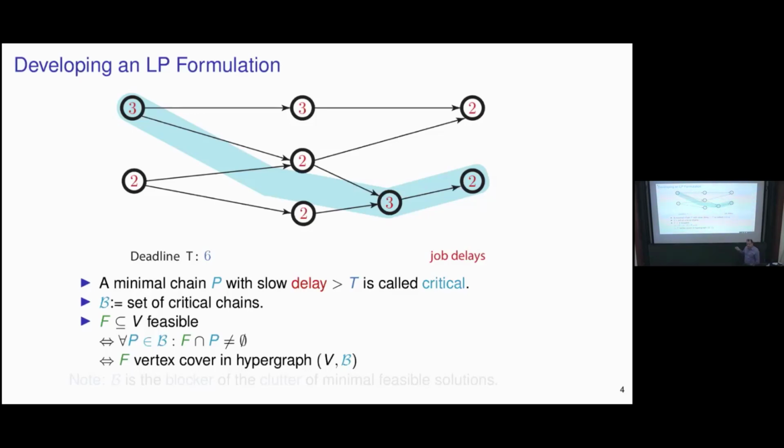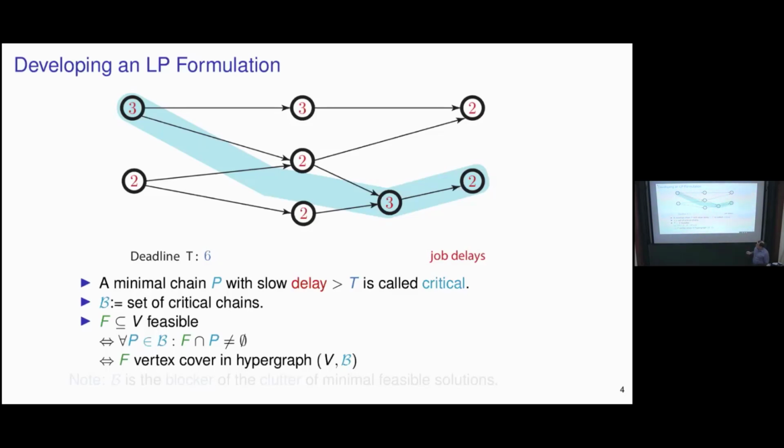It's a clutter, but in particular it's the blocker of all minimal feasible solutions, if you are familiar with clutters and blockers. But if not, it's also sufficient to just consider B as the set of minimal chains that need to be sped up. So these are chains where you know at least one element needs to be sped up, or essentially precisely one.